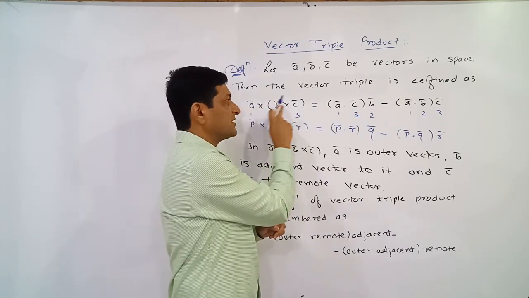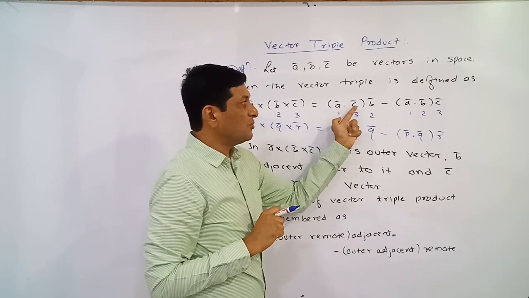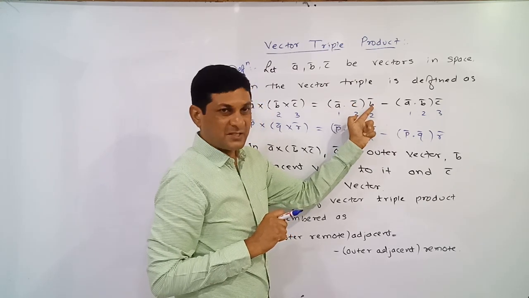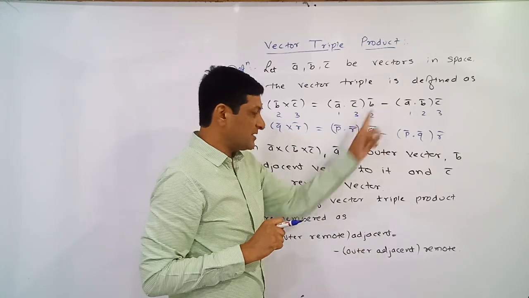Second is what? Adjacent. Third is what? Remote. So what we will get here? Outer into remote, outer dot remote into adjacent. So here we will get outer dot remote into adjacent. Minus, keep it as it is.